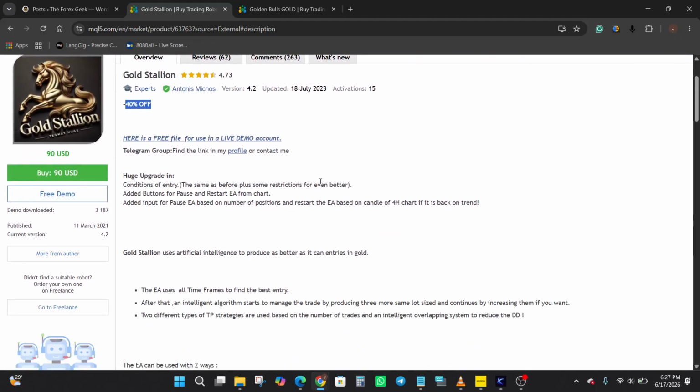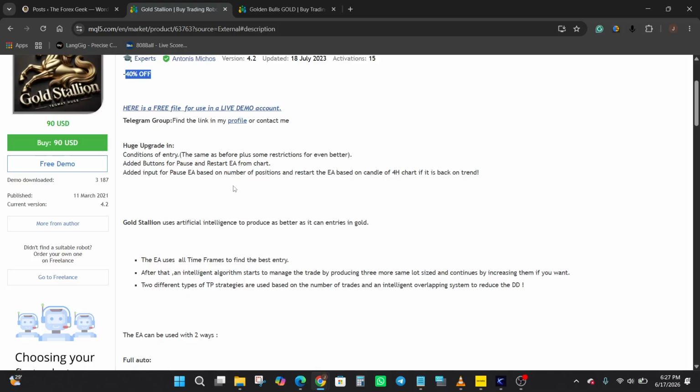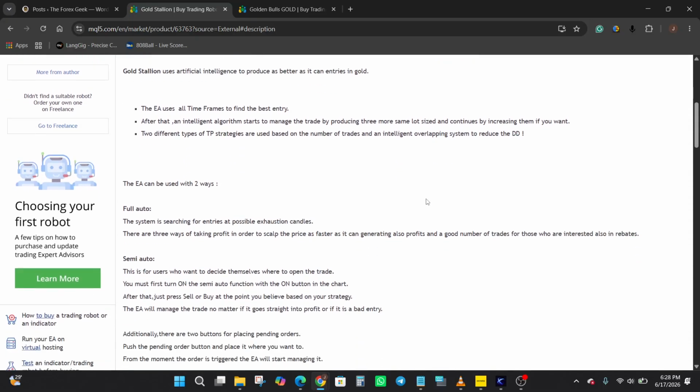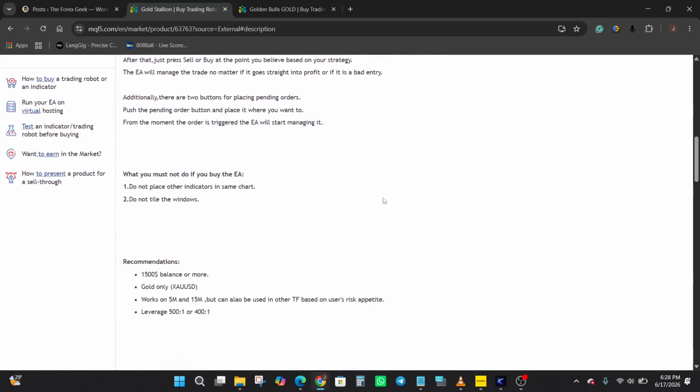According to the developer, this EA uses artificial intelligence as part of its entry process for XAUUSD trading. The description states that it analyzes all time frames to identify potential entries. Gold is a recommended instrument, and the developer suggests using it primarily on the M5 and M15 charts. That's the 5-minute and 15-minute charts. Although other time frames can be used depending on the trader's risk preference.